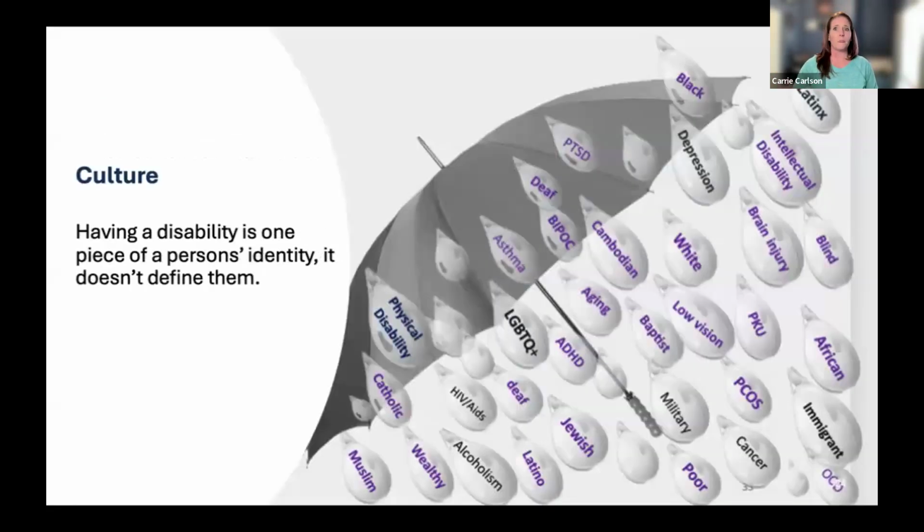So, that goes to this next slide. It says culture. And on the right-hand side, it has an umbrella with lots of raindrops. It has things like LGBTQ+, it has alcoholism, so it has culture, it has disability, it has different identities for a person. And it says having a disability is one piece of a person's identity. It does not define them. And I'm not going to elaborate anymore on that. I think that that's pretty self-explanatory, right?